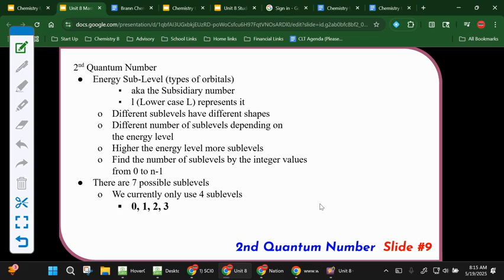Questions? So even though the 5th, there are 5. Even though the 6th, there are 6. Even though the 7th, there are 7 sublevels. We only use the first 4. Questions?